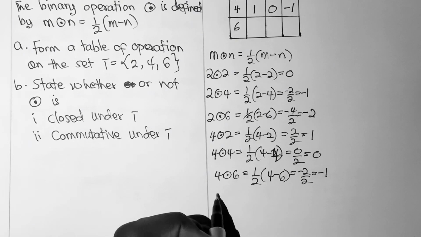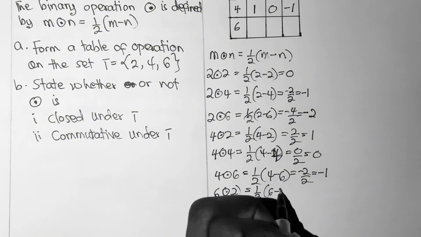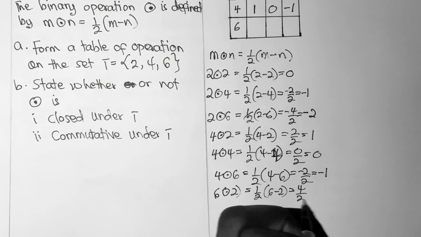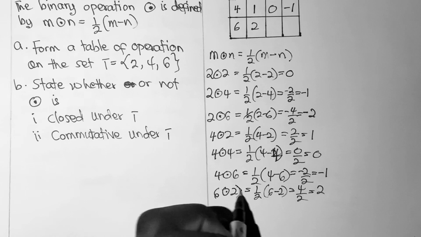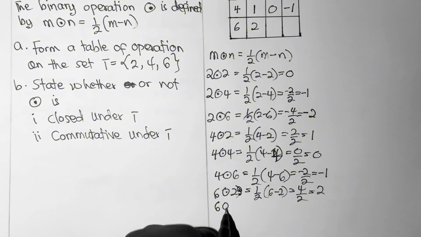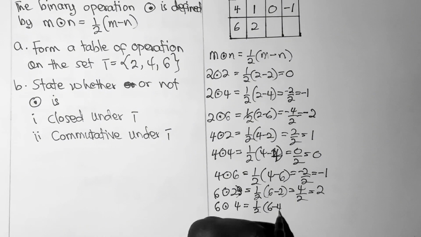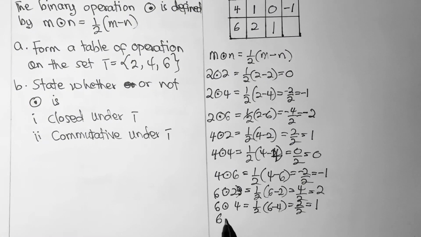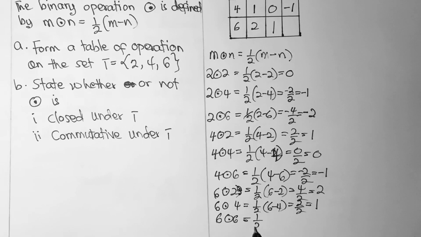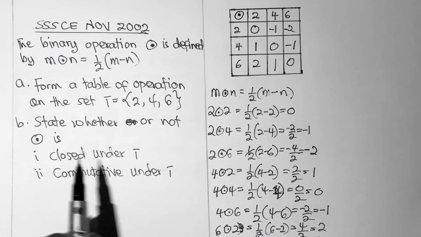Then we can also find 6 operation 2. That's equal to half of 6 minus 2. 6 minus 2 is 4, divided by 2, which is equal to 2. So here is 2. So let's find 6 operation 4, which is equal to half of 6 minus 4. 6 minus 4 is 2, divided by 2, and that's 1. So here is 1. Then finally, let's find 6 operation 6. That is half of 6 minus 6. 6 minus 6 is 0, divided by 2, which is equal to 0. So here is 0.